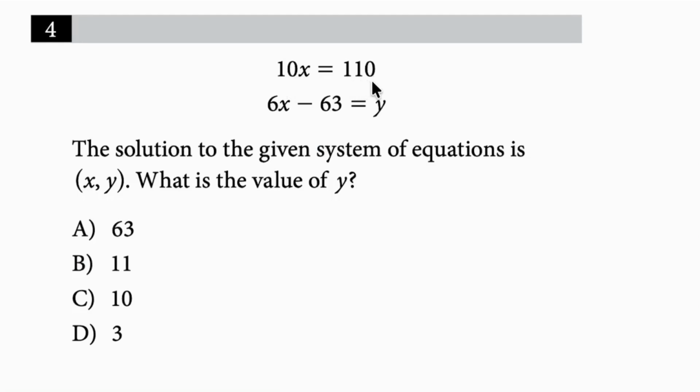10 times x is equal to 110, okay, and 6x minus 63 is equal to y. The solution to the given system of equations is (x, y). What is the value of y? See, when a system of equations is given, for example, here two equations are given, then whatever values of x and y we calculate, these values satisfy both the equations, right?